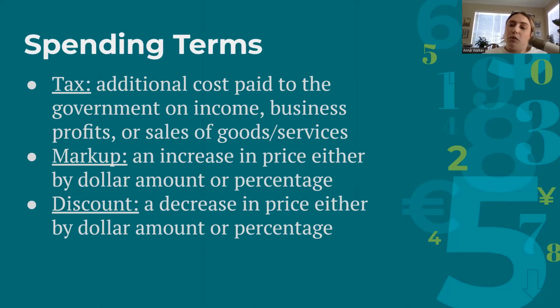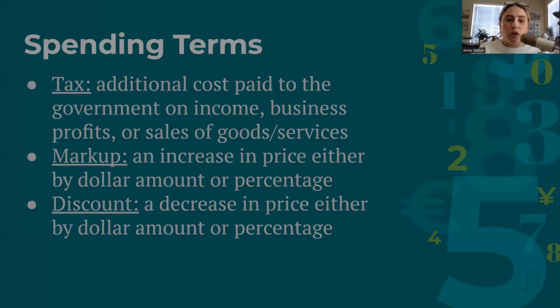There's also some things when we're shopping that you might notice, such as a markup. A markup is an increase in price by a dollar amount or percentage. There's also the opposite. There's a discount, so a decrease in price based on the dollar amount or percentage. Obviously, when we're shopping, we would rather have things on discount than things that are on markup, but those both exist out in the shopping world.